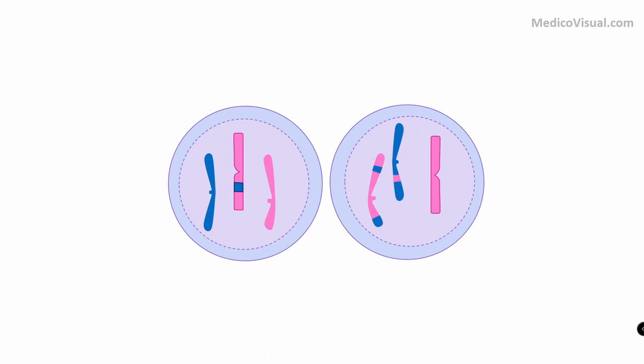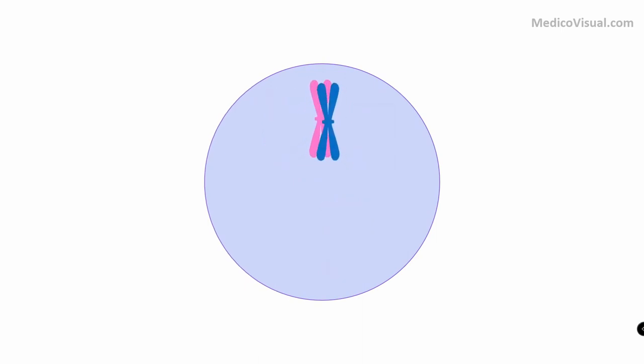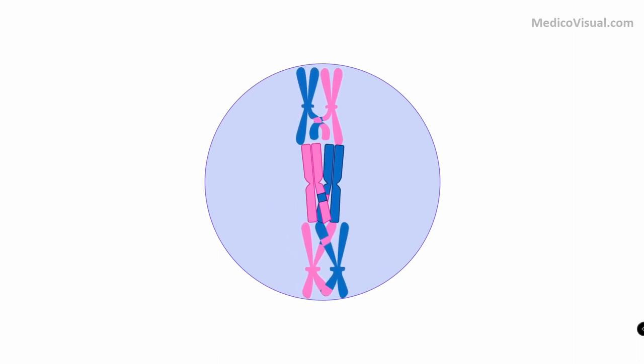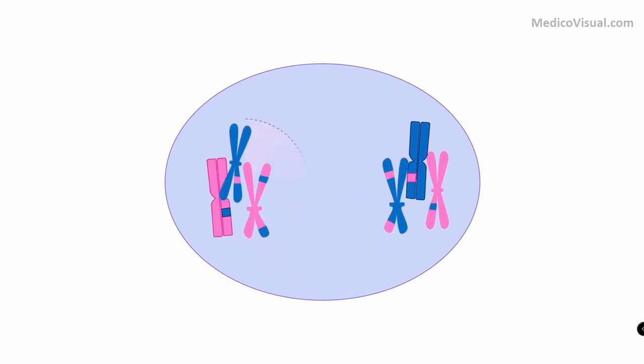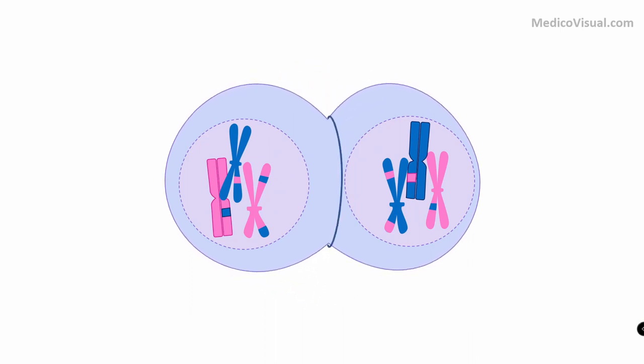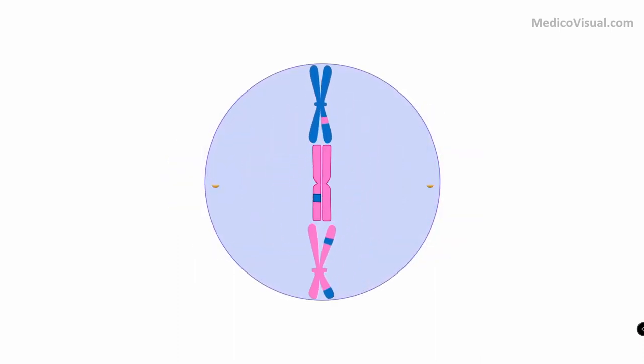Now you will watch the complete animation of meiosis. I will not speak, you will just try to understand. I hope you will be able to understand this. So meiosis one is there. Crossing over. Chiasmata formation, metaphase, anaphase, telophase, cytokinesis. So meiosis two, that is like mitosis.